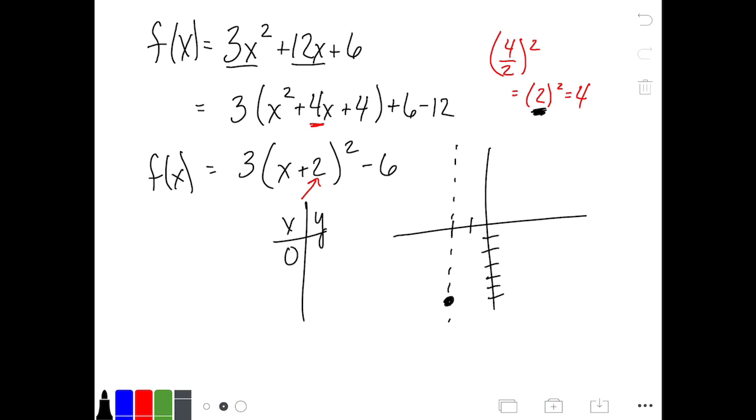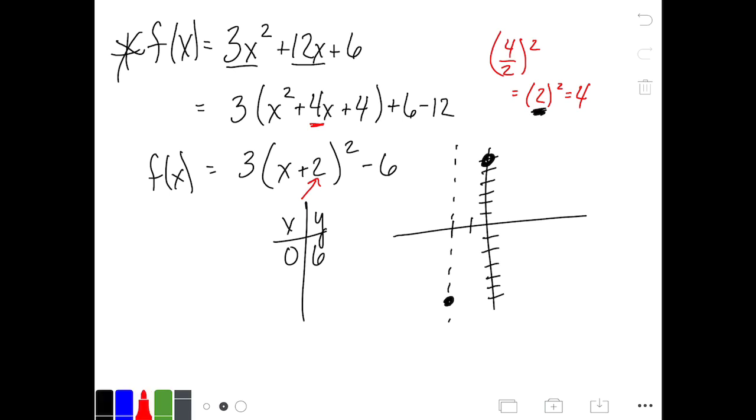So I'm going to plug 0 in for x into my original equation right here. So I have 3 times x, or 0 squared, which would be 0, plus 12 times 0, which is 0, plus 6. So 0 plus 6 is 6. So when x is 0, y is 6.